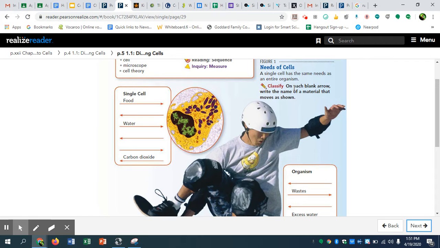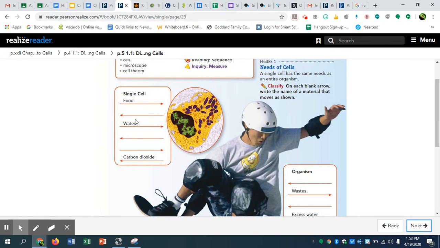Okay, so again, you can have a living single cell. You can have an amoeba. It's a single cell and it's a living thing, but it's one cell. It has the same basic needs as a multicellular organism, like people. We're multicellular organisms. So it says on each blank arrow, write the name of a material that moves as shown.